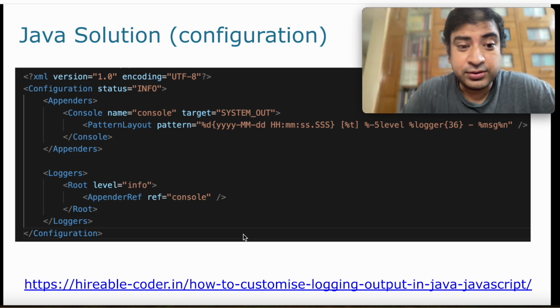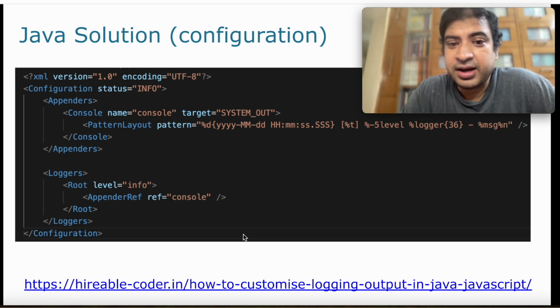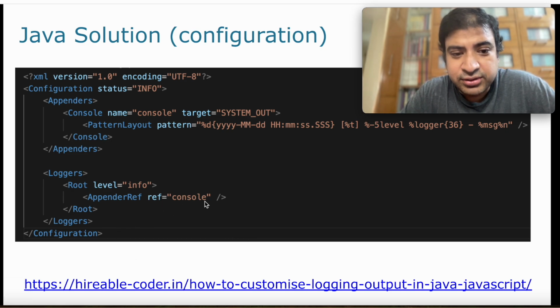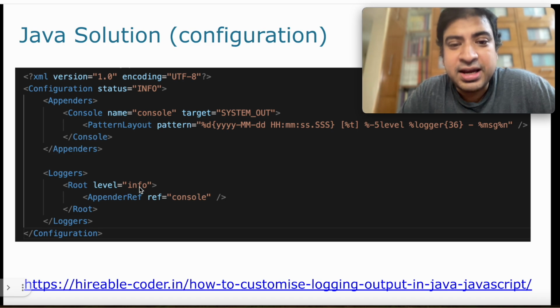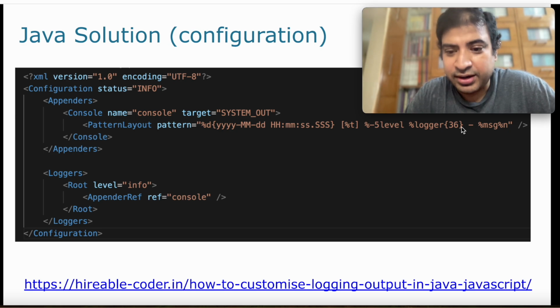from the code. Just like we had the Winston configuration in JavaScript, but that was in the code, in Java we have the configuration kept separate in an XML file, and here is the configuration. You can see that the logging will go to the console, the logging is at the level info, and this is the pattern of logging. What is meant by info is something I will show you during the demo.